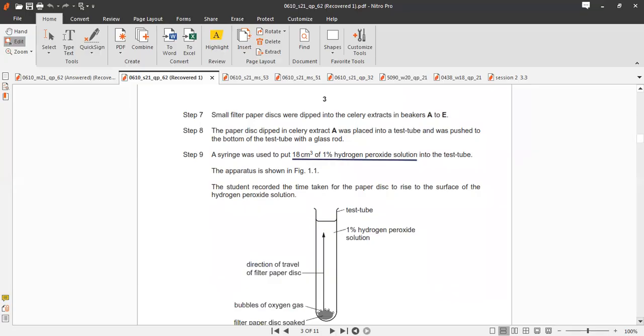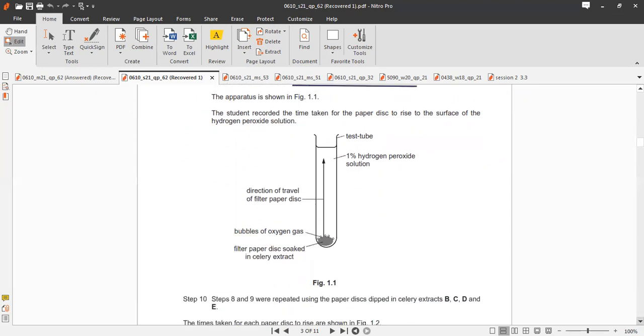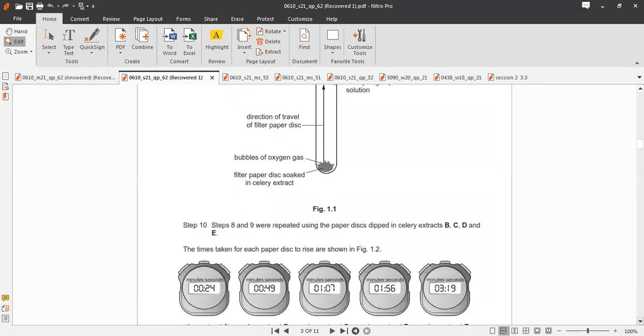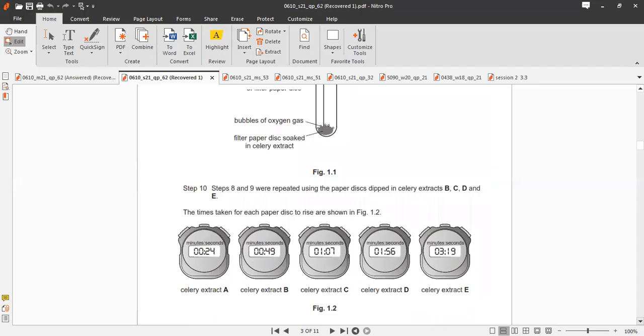The student recorded the time taken for the paper disc to rise to the surface of the hydrogen peroxide solution. Step 10. Steps 8 and 9 were repeated using the paper discs dipped in celery extracts B, C, D, and E. The times taken for each paper disc to rise are shown in figure 1.2. Here, celery extract A, 24 seconds, B, 49 seconds, C, 1 minute and 7 seconds, D, 1 minute and 56 seconds, E, 3 minutes and 19 seconds.